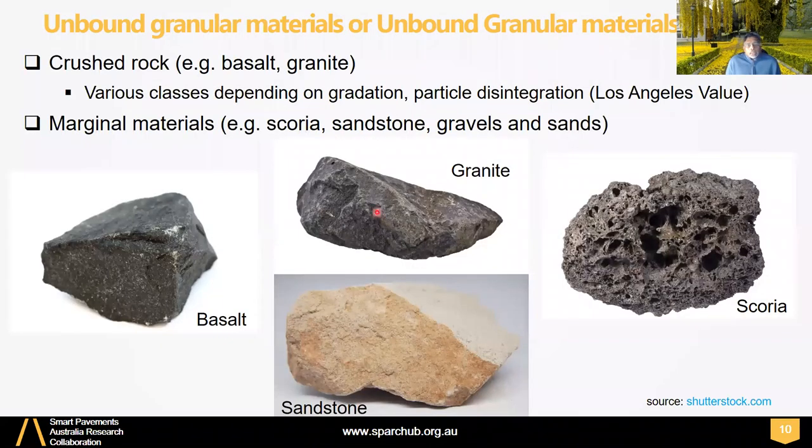Unbound granular materials, or UGMs. So I might be using the term UGM. We have two materials listed here. Crushed rock is more like a good quality material. Basalt and granite are two examples, as you can see here. There are various classes depending on gradation, particle disintegration, and so on. Los Angeles value may be used to detect particle disintegration. Then marginal materials are materials of lower quality, geologic materials such as scoria, as you can see here. Vesicles are there during formation. Also sandstone, gravels, and sands.